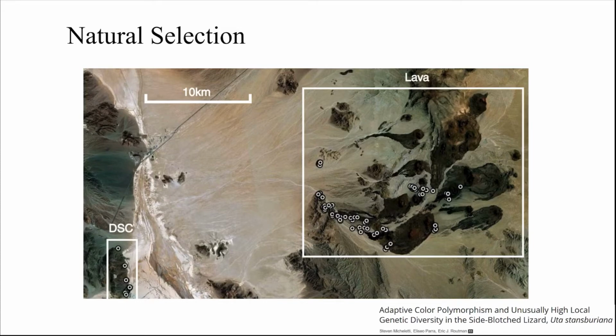Here we have an extinct lava flow in the Mojave Desert. The dark background of the lava provides an interesting experiment that happened naturally.